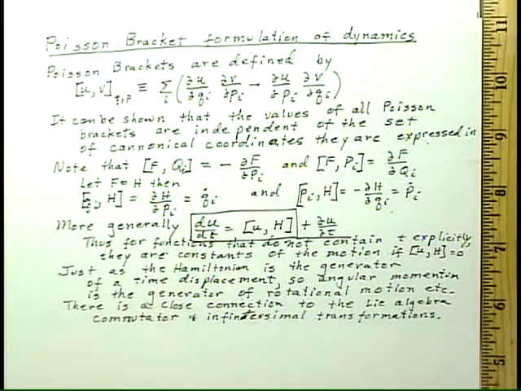The Hamiltonian generates an infinitesimal derivative with respect to time. Therefore, there's an extremely close connection between the Lie algebra formulation and the commutator that we use there and the infinitesimal transformations that they generate and the Poisson bracket expression that we have used right here.